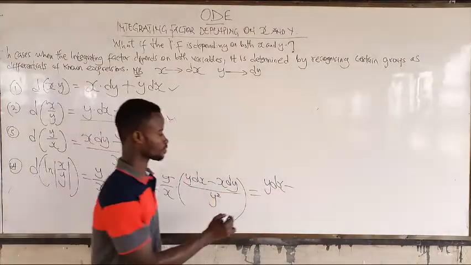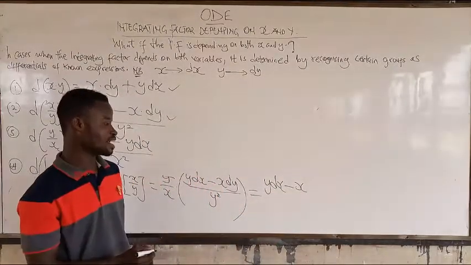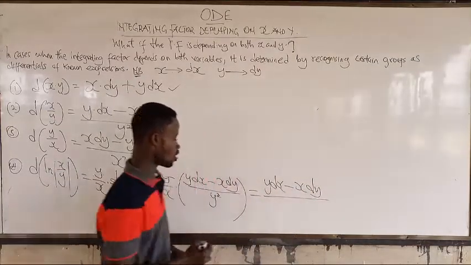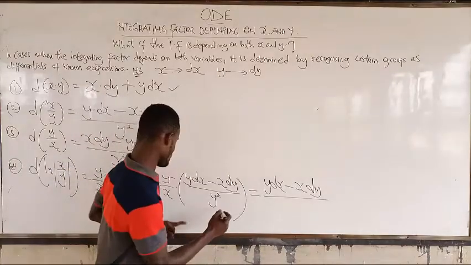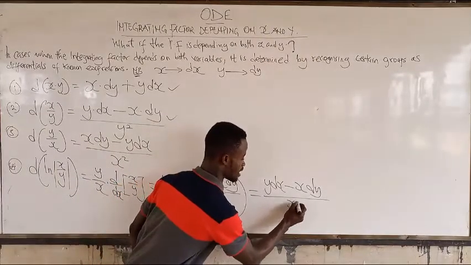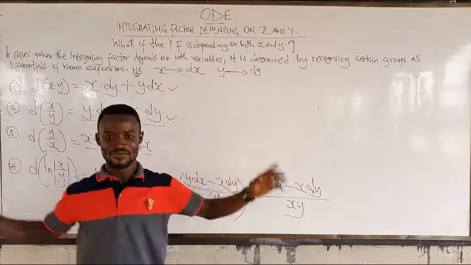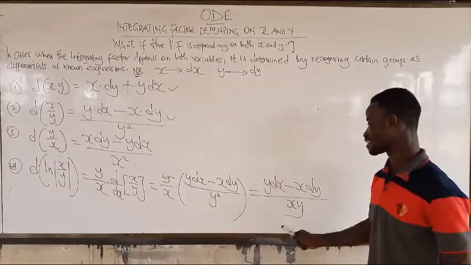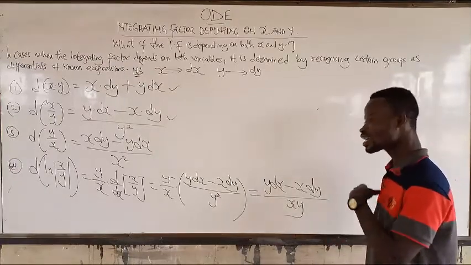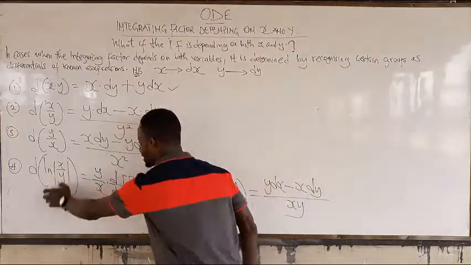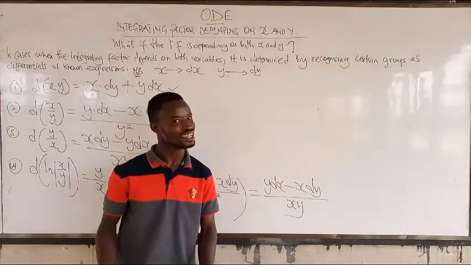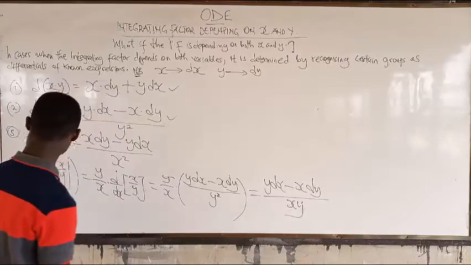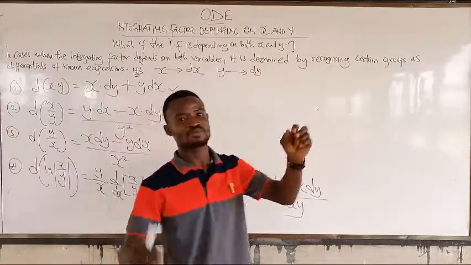minus x dy, all over this times this, which is xy. Very good. So that is that. You see, once you know this, getting this is previous knowledge. Okay, so now the first one, x is multiplying y.